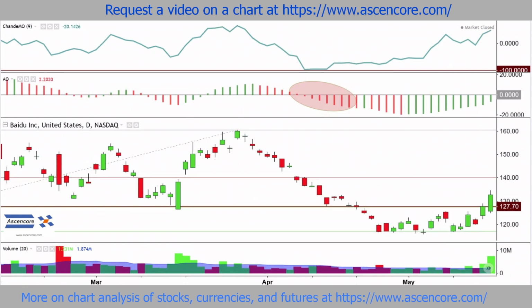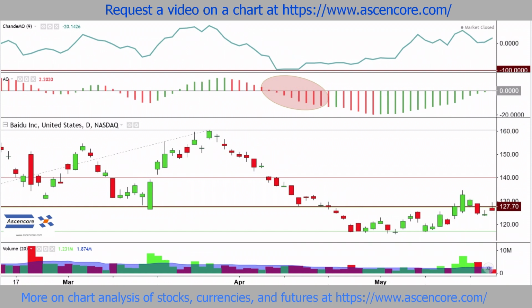Then once price flattened under 127, there's a mixture of red and green bars, but the values of the Awesome Oscillator still remained below zero. So yes, there was growing bullish sentiment like the Chande Momentum Oscillator was pointing to, but it was still closer to a neutral phase, with bars on the Awesome Oscillator rising towards zero but not crossing over it yet.